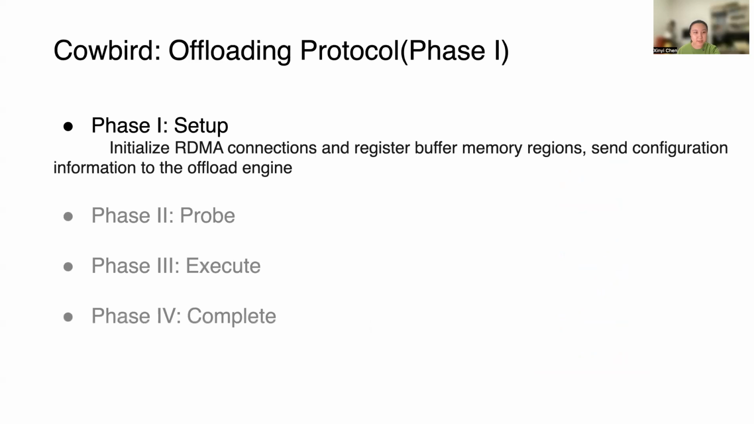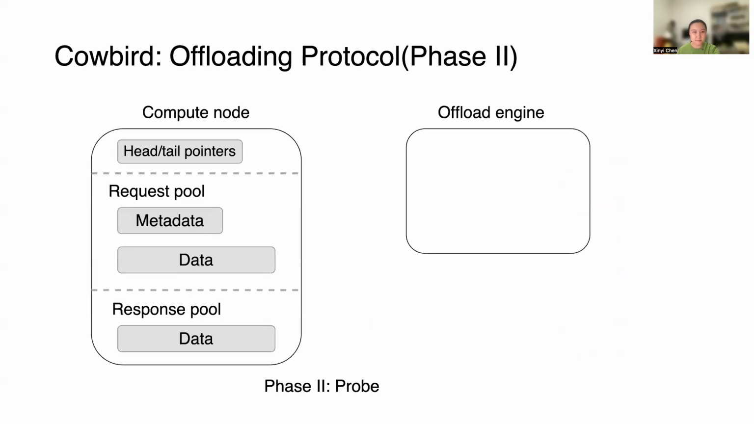Phase 1 is the setup phase, when RDMA connections are initialized. We register buffer regions and send the config information to the offload engine. In the probing phase, the offload engine will keep sending RDMA reads to read the Cowbird requests from the application buffer.